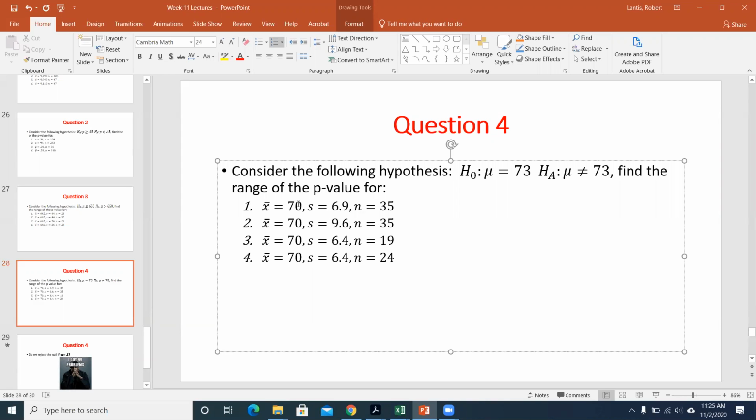So I have a sample mean of 70. I have a sample standard deviation of 6.9, and I have a sample size of 35. Right? I don't have a population variance, so I now know, unlike the previous problem, I can't use the standard normal distribution. I'm going to have to use that student t distribution. Right? So these are the values that were given. Let's think about how we could work through this example.